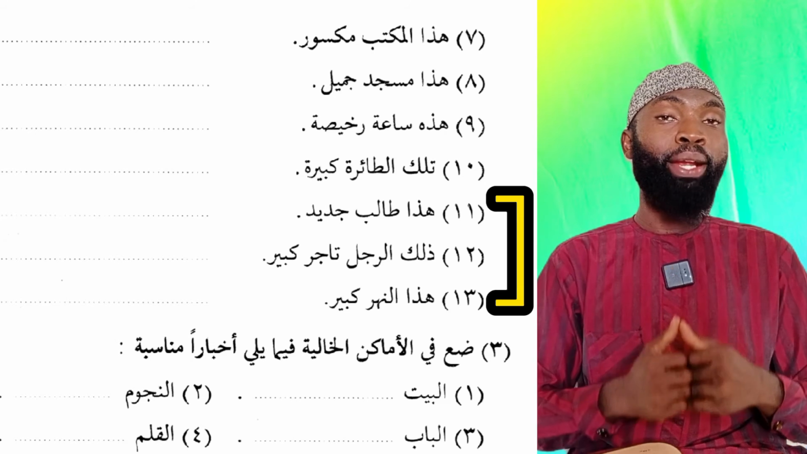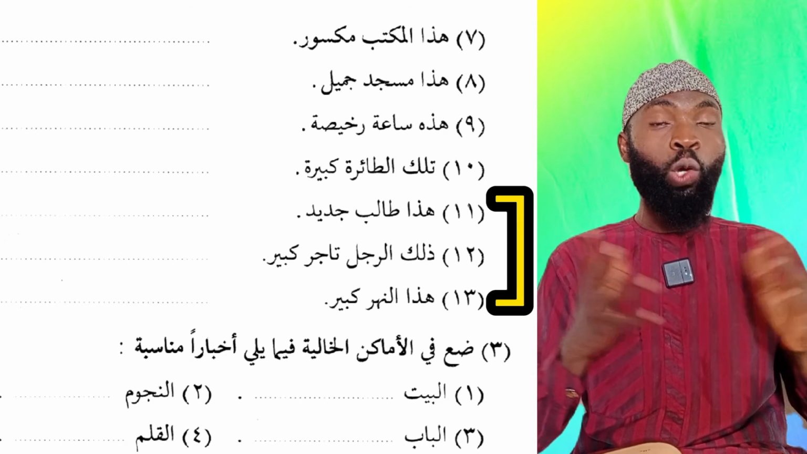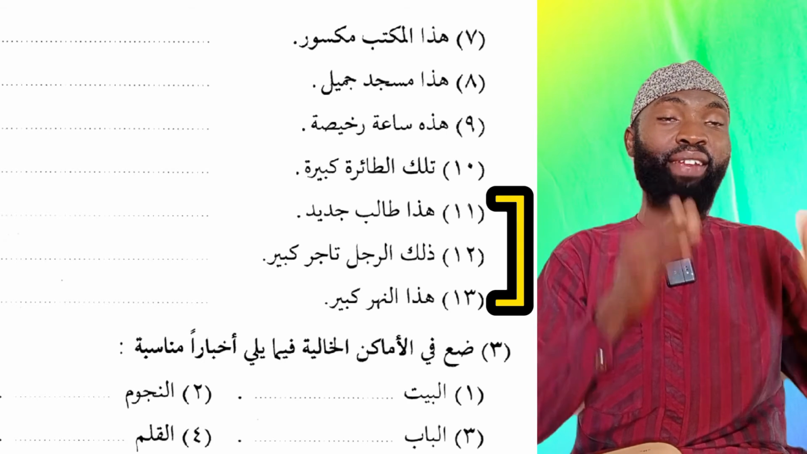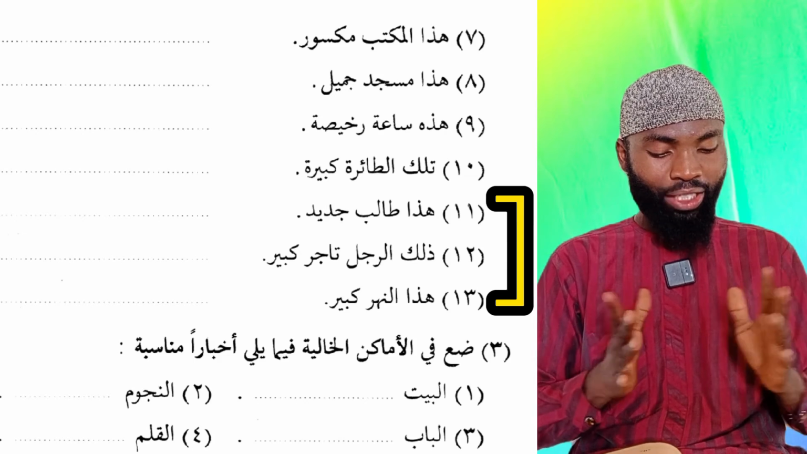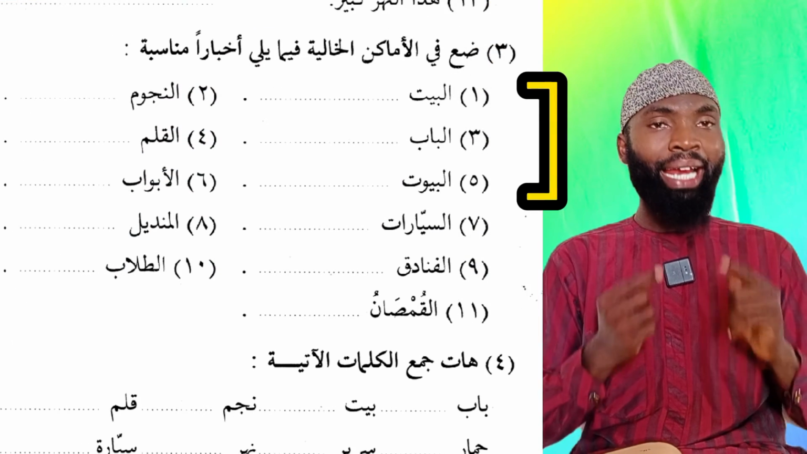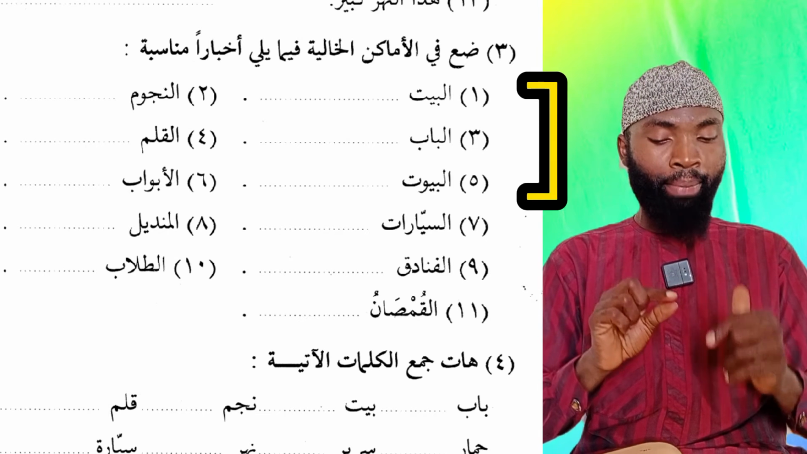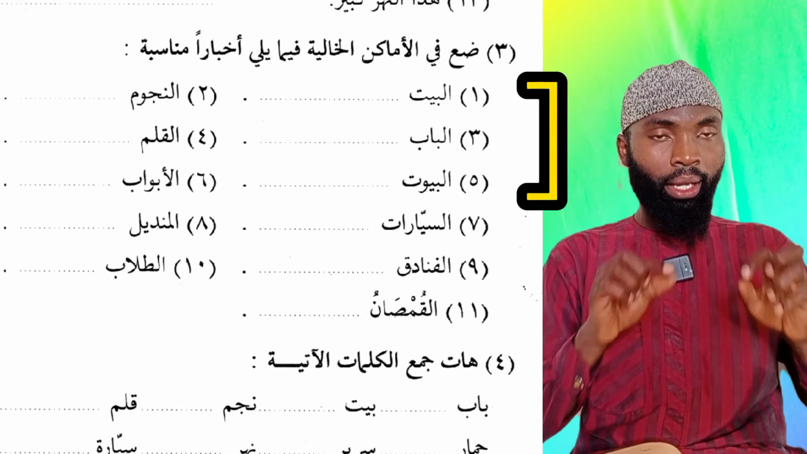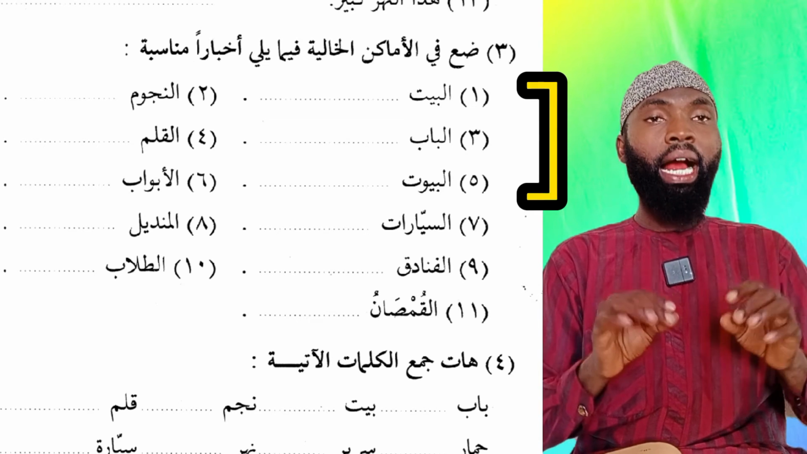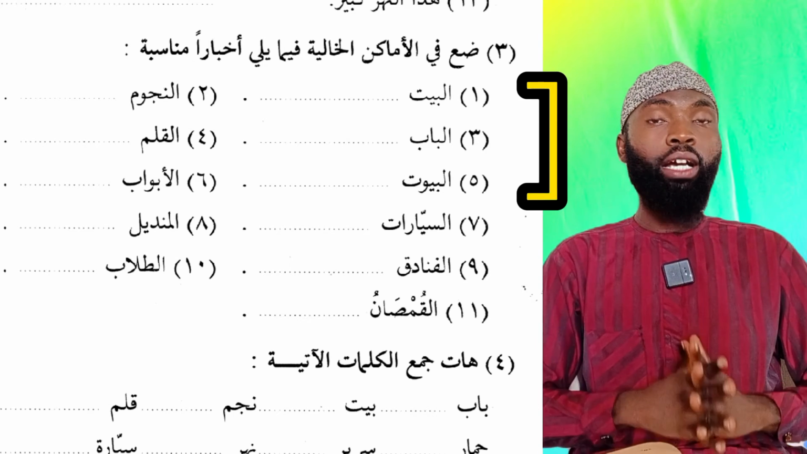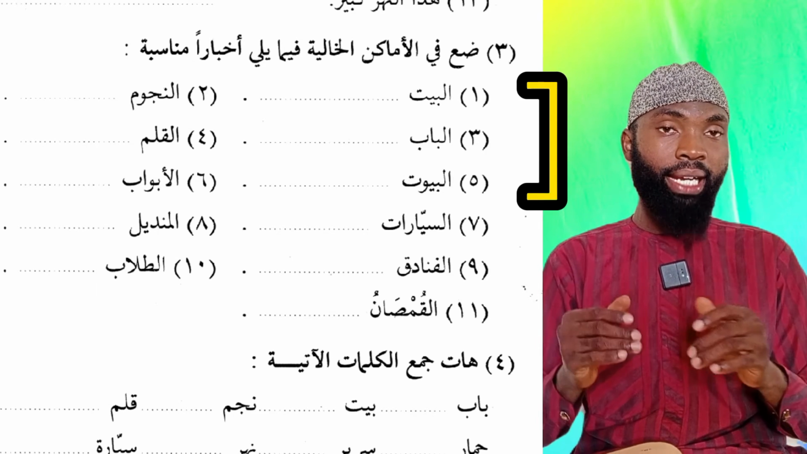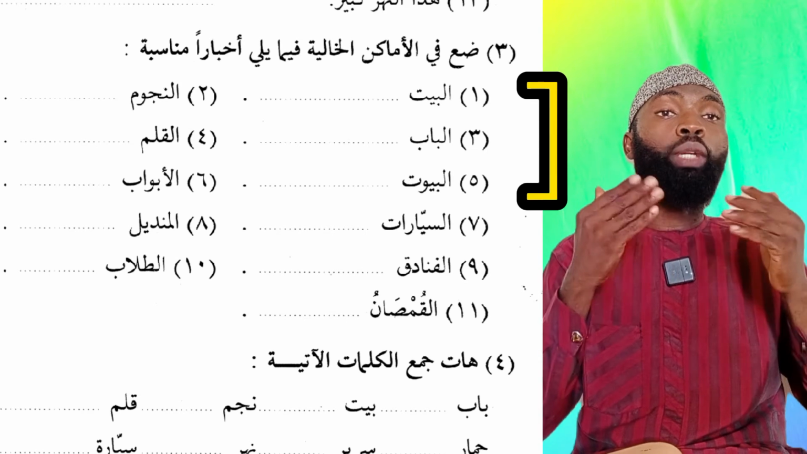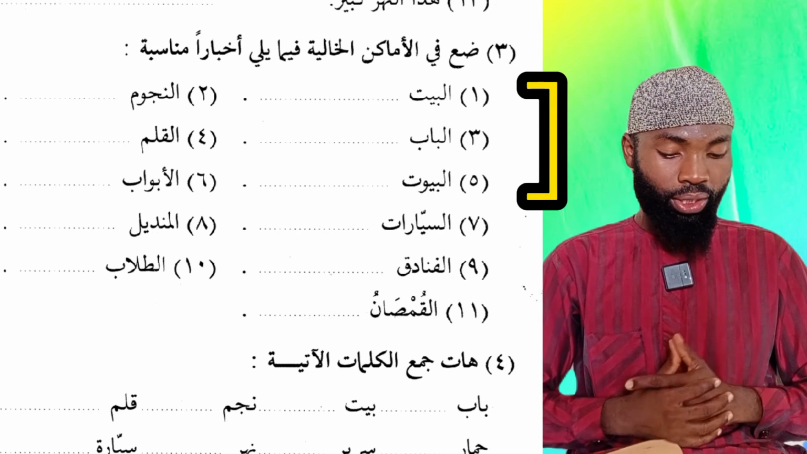Lastly, Hadha Nahru Kabirun. This river is big. We say Hadhihil Anharu Kabiratun. These rivers are big. Exercise number 3, the instruction says Da' fil amakinil khaliya fima yali akhbarun munasibatan. Place in the following blank spaces khabar, that is predicates, which are appropriate. Here we have subject nouns, and in front of them there are spaces created. These spaces require us to place predicates which will give us more info about these nouns. Can we do this? Yes.